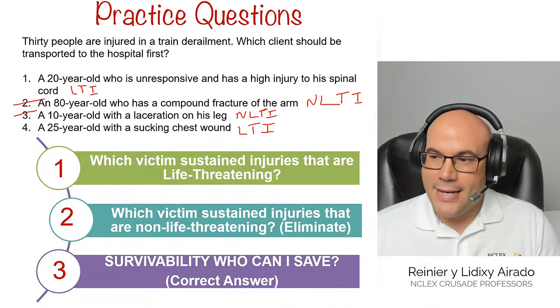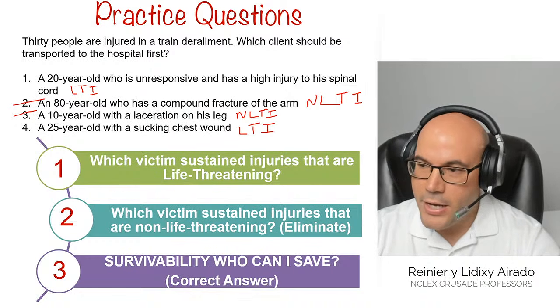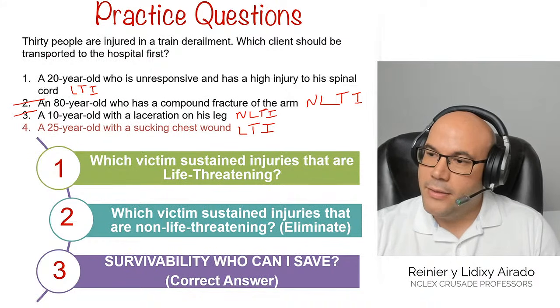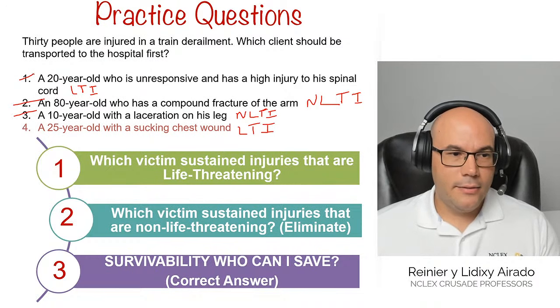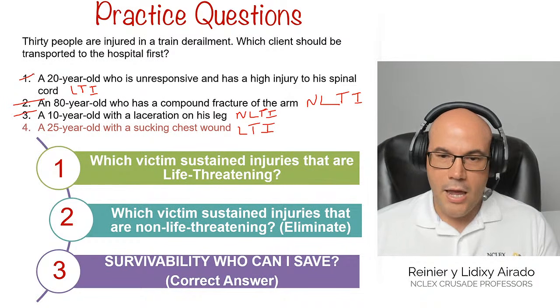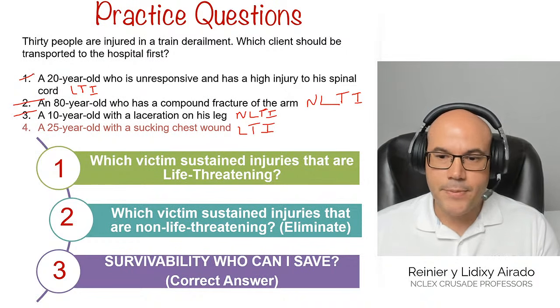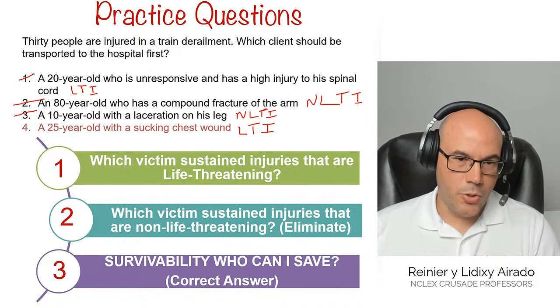The patient that has the higher chance of survival is patient number 4. Therefore, answer number 1 is eliminated. As you can see, this strategy is very simple to use if you follow the 3 steps that I just showed you.